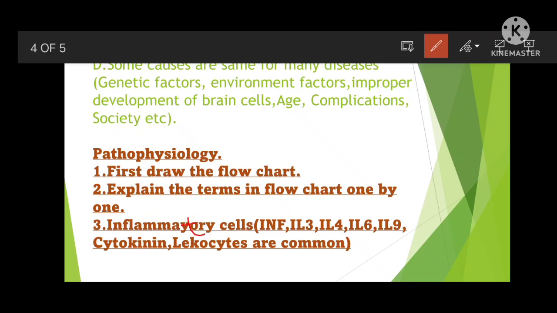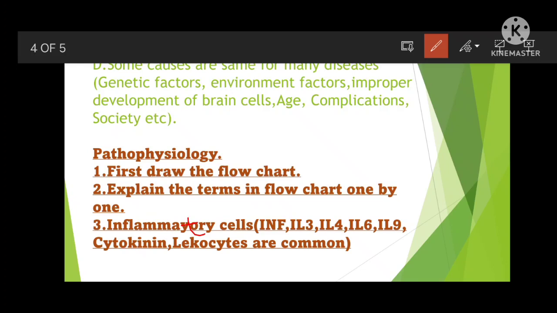Inflammatory cells like interleukin factors, interleukin 3, interleukin 4, interleukin 6, interleukin 9, cytokines, leukocytes. These are common inflammatory cells, means these are the mediators which cause the inflammation. Cellular mediators. See, these cellular mediators are fixed in 70 to 80% of the pathogenesis or pathophysiology.